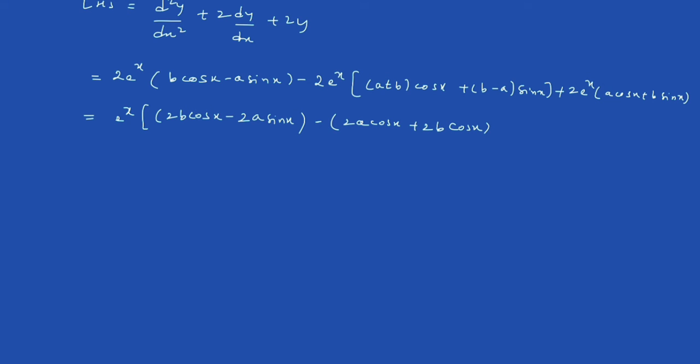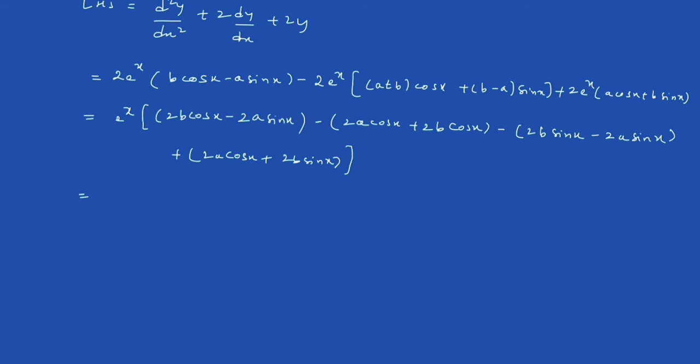Next, this term, the second one. If you multiply this term, what we get here, again plus into minus, minus 2b sin x minus 2a sin x, right? Close the bracket. Next plus of the final term, it is 2a cos x plus 2b sin x, right? Close the bracket.